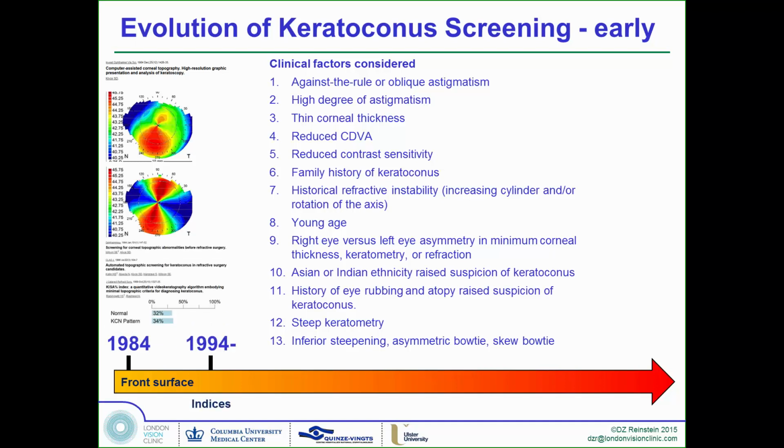Now, in the mid-90s, a number of researchers, Klyce, Wilson, Rabinowitz, introduced computer-based machines that would analyze the topography and look at superior inferior differences and just topographic features that could be electronically analyzed in order to produce a probability of keratoconus. So a certain automation to the reading of the surface topography.